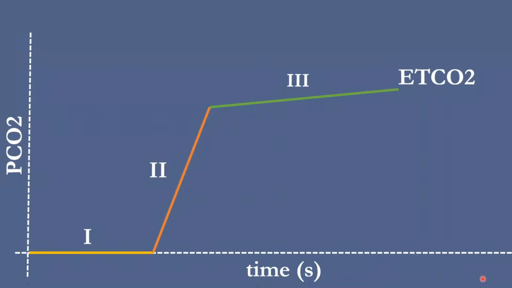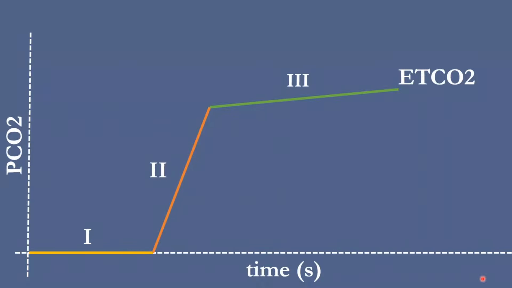It's just the highest number at the end of the breath, or at the end of the expiration. And the shape of phase 3 is important. The broader the angle is between 1 and 2, the higher the amount of dead space, which could be anatomic or it could be physiologic. And then efficient alveolar ventilation is only happening when phase 3 is rather flat.